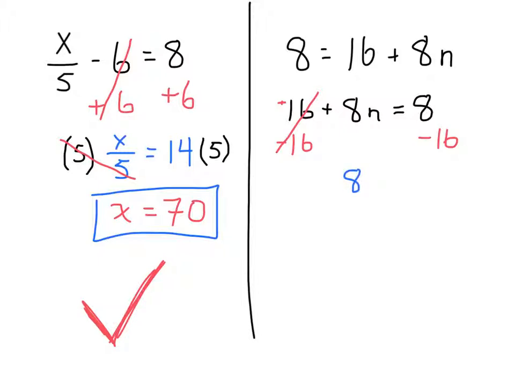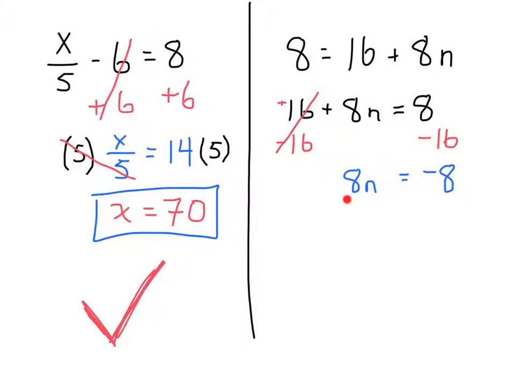And let's rewrite what we have on the left side of the equation. That's 8n. Now, what is 8 minus 16? 8 minus 16, we're going to go into the negatives. So 8 minus 16 is equal to negative 8. Now we have our one-step equation. We have 8n is equal to negative 8.